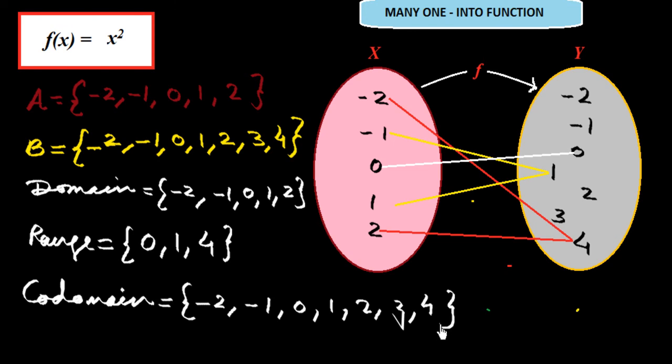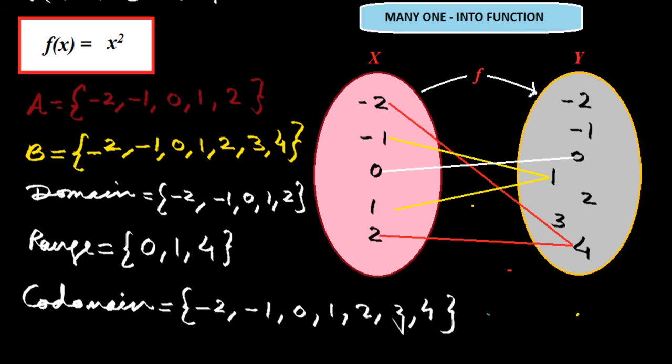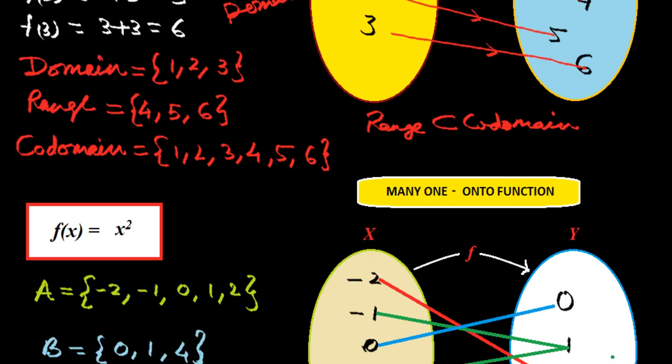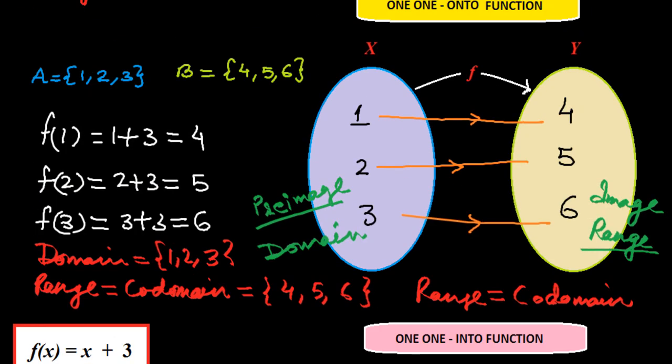So in this way, this is the many one into function. If there are some elements inside B which are not engaged with the elements of set A, it is called into function. So we have seen all the classifications about the functions: one one, many one, onto and into.